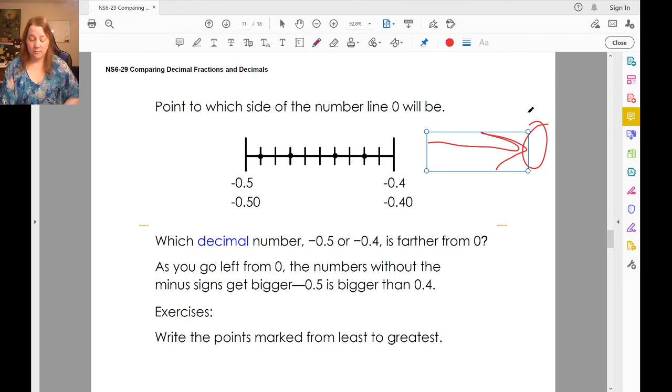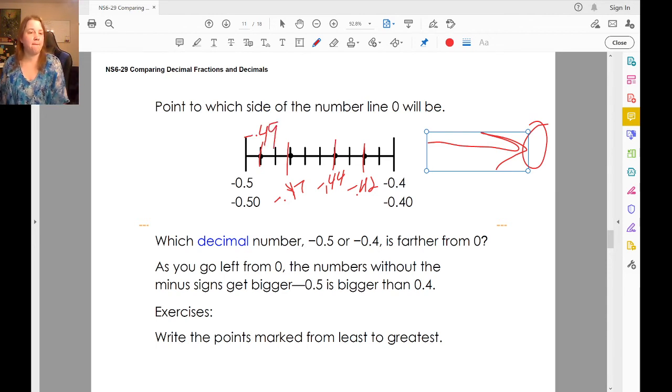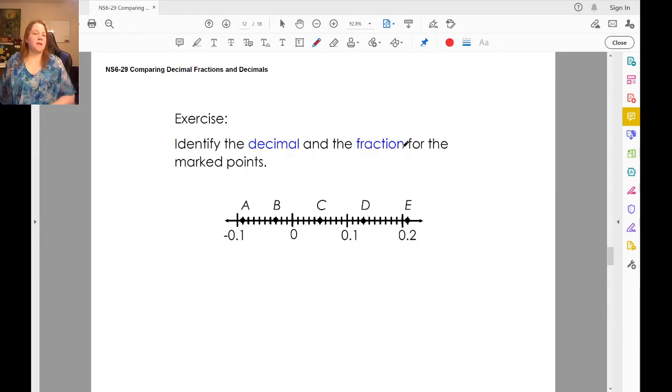They also have some points here that we can identify. Negative 0.40, negative 0.41, negative 0.42, negative 0.43, negative 0.44, negative 0.45, negative 0.46, negative 0.47, negative 0.48, negative 0.49. So again, they want to use a decimal and a fraction for the marked points. I'm going to give you a minute to think about that on your own. Go ahead and pause. Come back when you're ready.